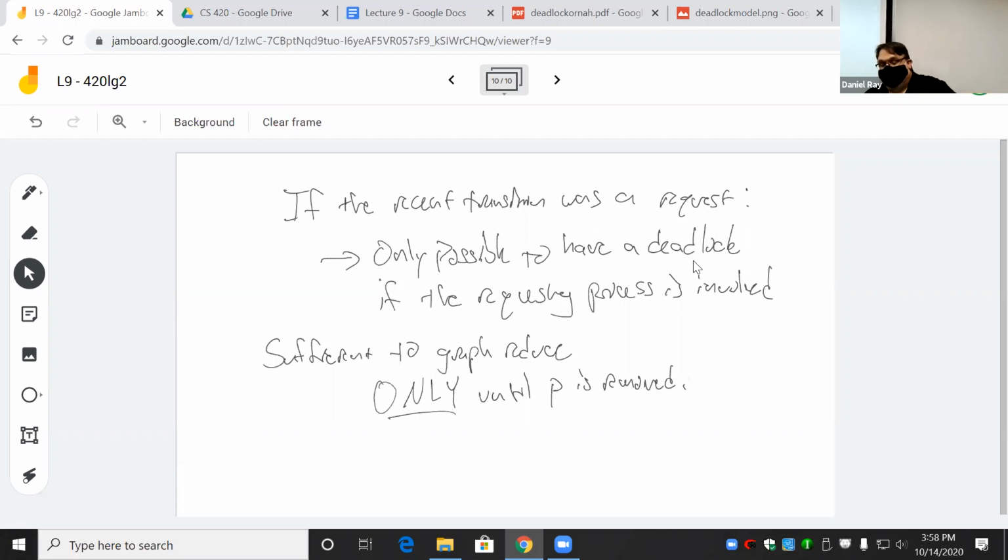Okay? So with this, it should be clear that it's not necessary to completely reduce a graph any more than one time. Okay? Then we only need to reduce graphs upon requests, and even then, we only need to reduce the graph until some point where the requesting process is shown to have been removed, or that won't happen, in which case we'll find a deadlock. Okay? All right, so questions?